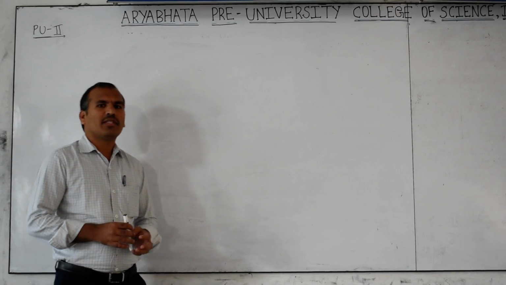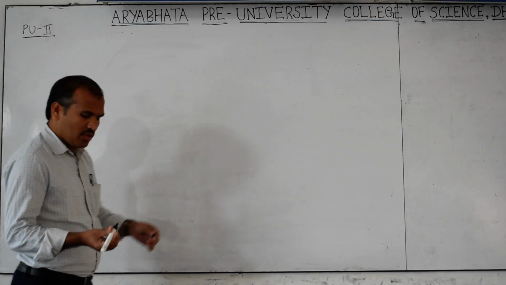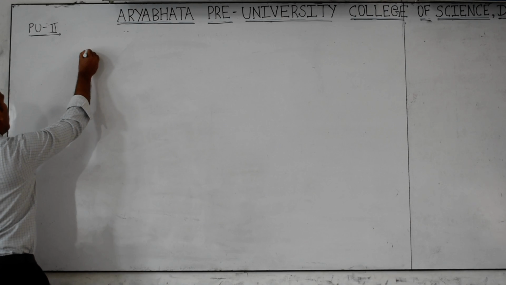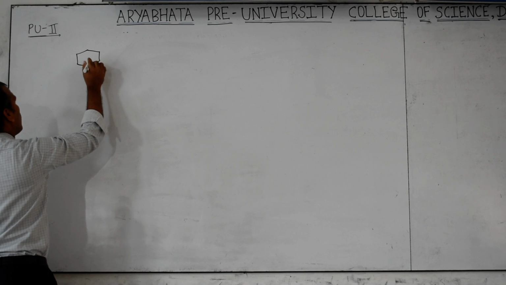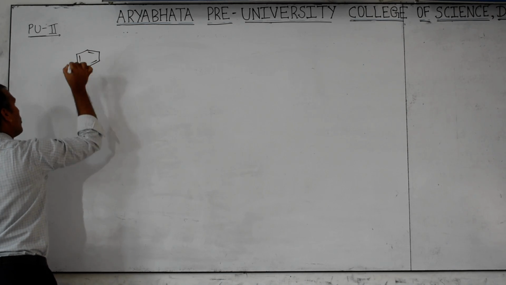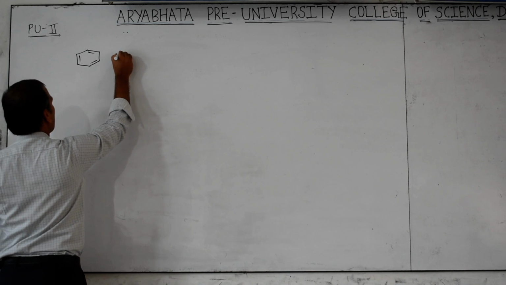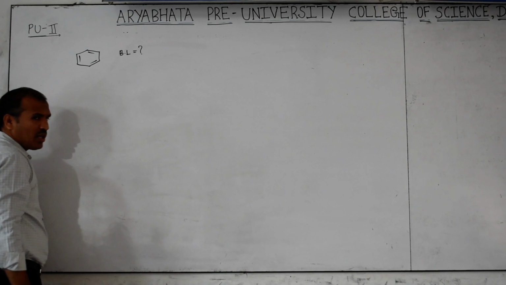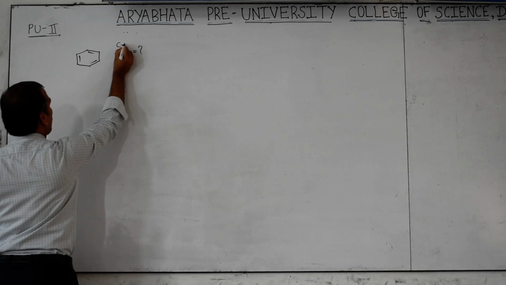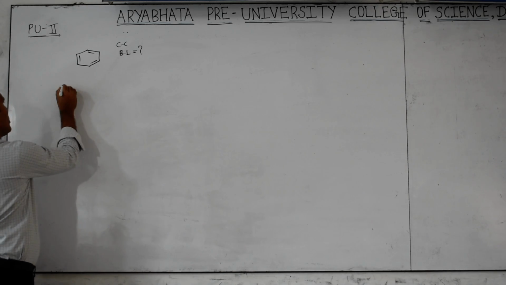In the previous class I discussed hybridization and bond length. One question was not completed, that is benzene. This is double bond, double bond, double bond. What is the bond length? Which bond length is that? Carbon-carbon bond length. The carbon-carbon bond length in benzene, the options are given.